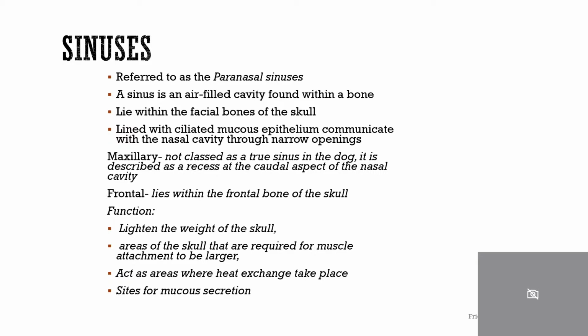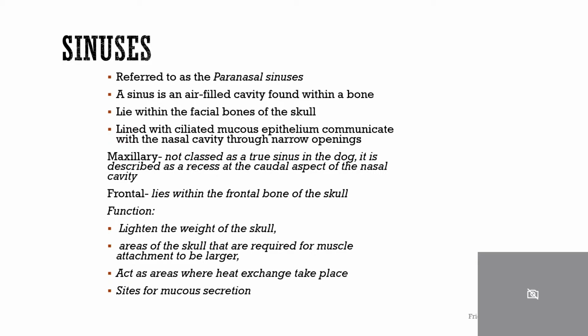Sinuses, also referred to as the paranasal sinuses. A sinus is an air-filled cavity found within a bone. These lie within the facial bones of the skull. Again, they are lined with ciliated mucous epithelium, and they communicate with the nasal cavity through narrow openings. Within the dog, we have a sinus that is not classed as a true sinus, and we term that the maxillary. It's described as a recess at the caudal aspect of the nasal cavity.